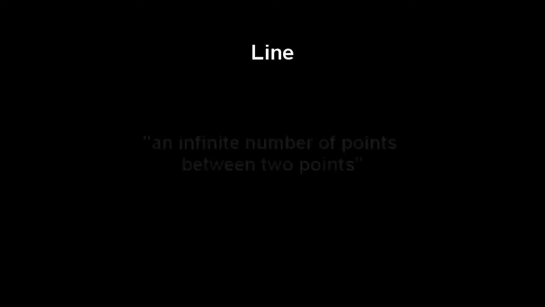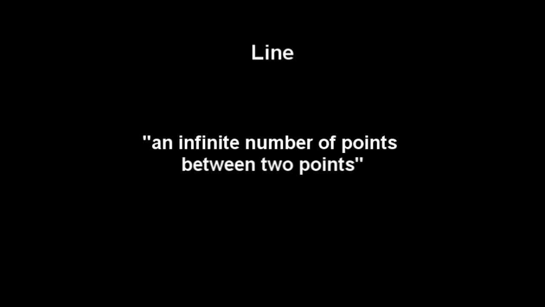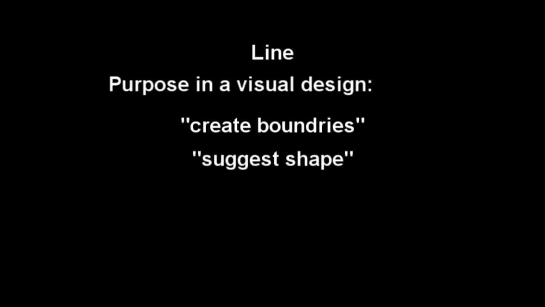Let's consider the element of line. Choices that a designer makes about the nature and orientation of the line in his visual design, in coordination with the treatment of the other elements, will have both a conscious and subconscious effect on the audience. Mathematically, we can define line as an infinite number of points between 2 points. The purpose of line in a design is to create boundaries and suggest shape.